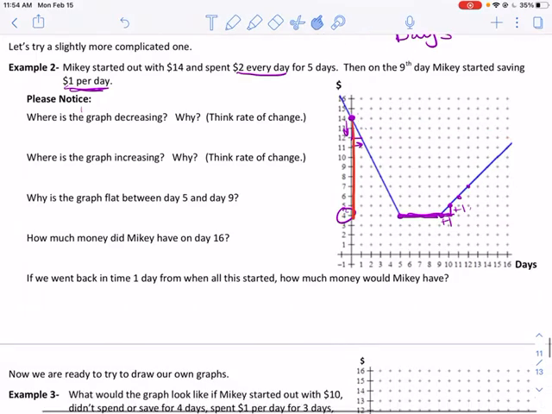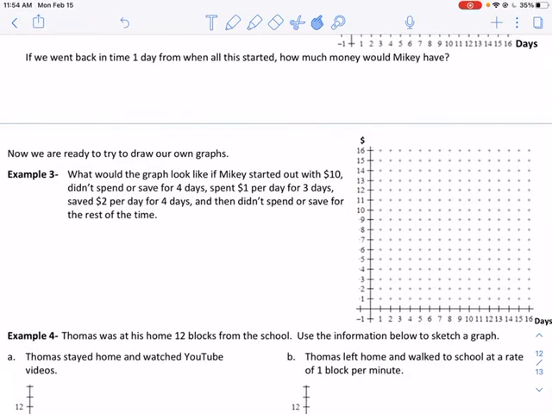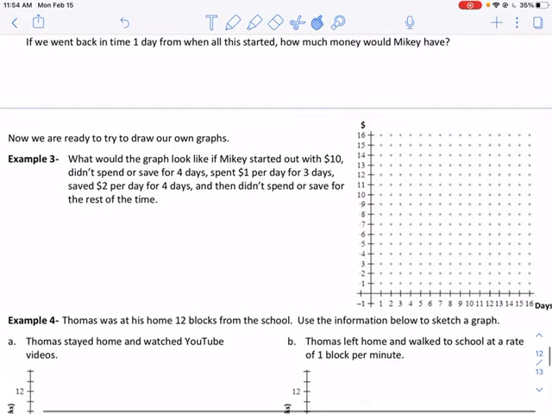Now let's go ahead and graph our own graph. What would the graph look like if Mikey started out with $10, didn't save or spend for 4 days, spent $1 per day for 3 days, saved $2 per day for 4 days, and then didn't spend or save for the rest of the time? I don't know. Apparently Mikey has the ability to not save or spend any money forever. Well, maybe this is just counting out the 16 days we have.